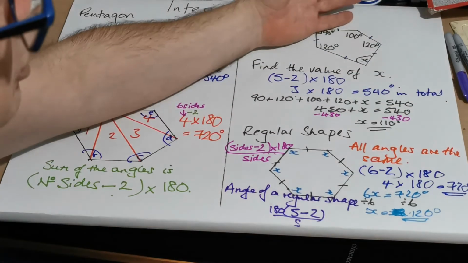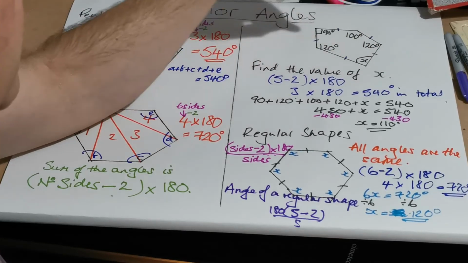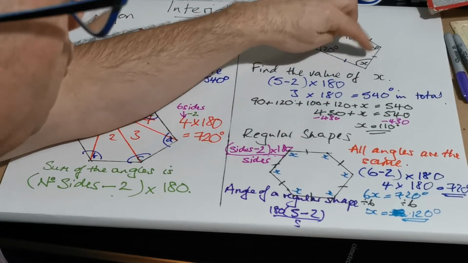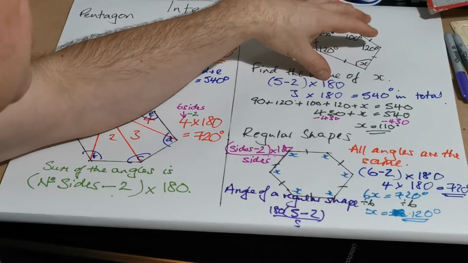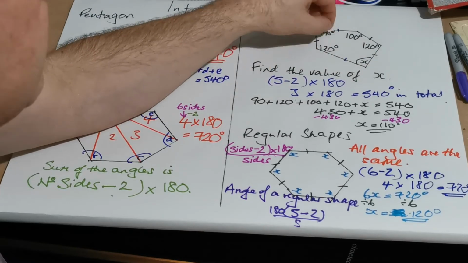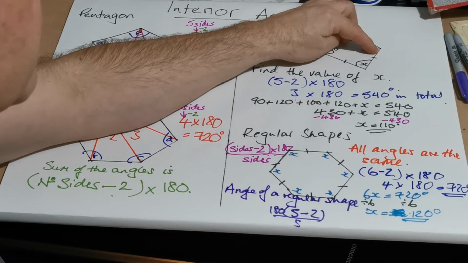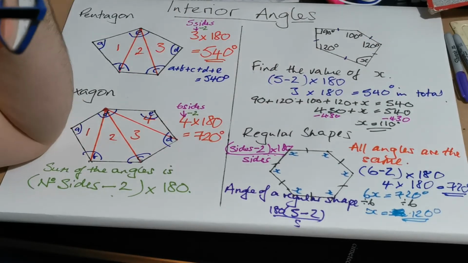Now if we had a question where we had to find out a missing angle, we would first look at what all these angles added up to. And here, the 5 take away 2 times 180 gave us the 540. And then it's just a simple matter of adding these up, taking it away from 540 and seeing what you're left with. 110 degrees in that case.